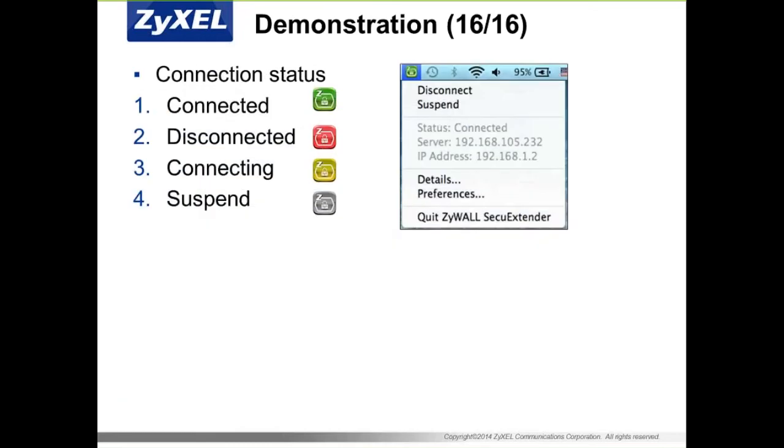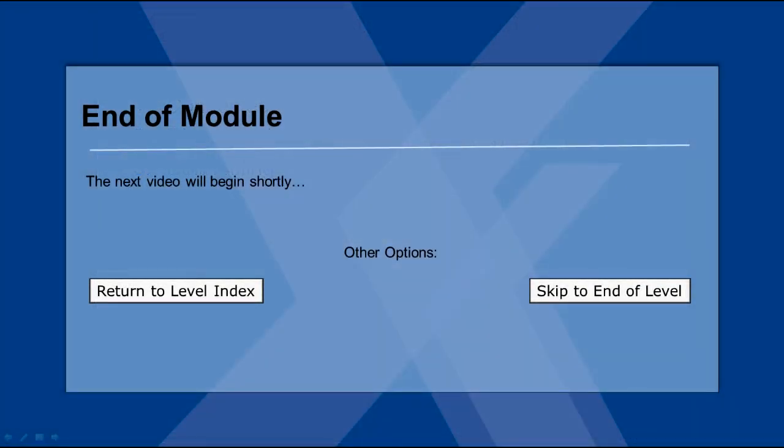In your taskbar, the Secure Extender will display four types of statuses: connected, disconnected, connecting, or suspended. For suspended, you can suspend the Secure Extender to not automatically activate if you so desire. End of module.